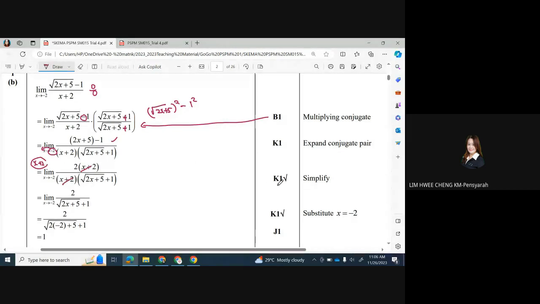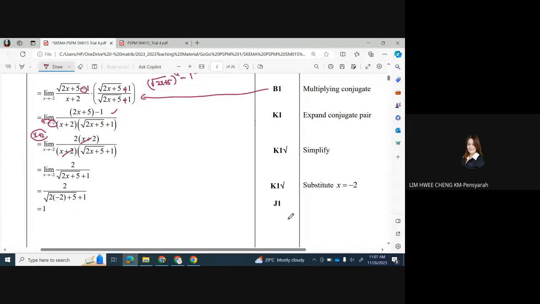Okay, you simplify, you get 1 mark. And then you substitute the value. Another mark is that you substitute x equal to -2. Then you evaluate, you get the final answer. The total is 5 marks. So normally, basically, the first question is quite an easy question. So please make sure that you do it correctly. Sila pastikan you jawab betul-betul.